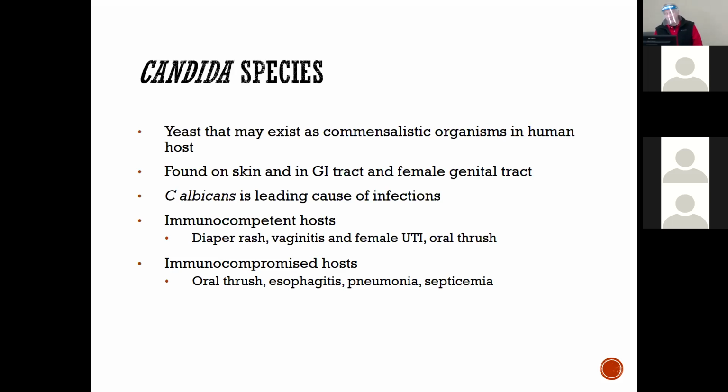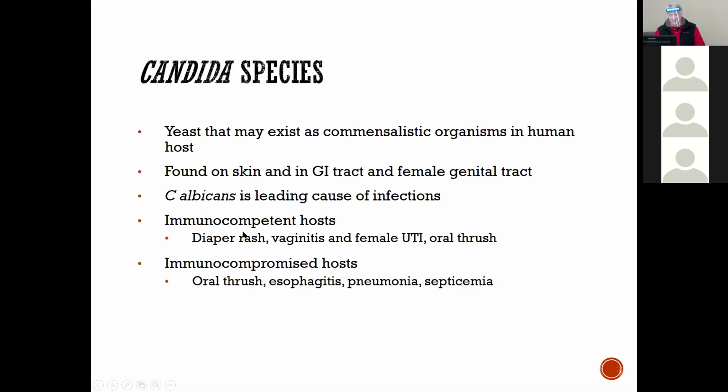Okay. Found on the skin, GI tract, female urogenital tract, Candida albicans. In the immunocompetent, that's us again, right? We've got a good immune system. Diaper rash, vaginitis, female urinary tract infection, and oral thrush.